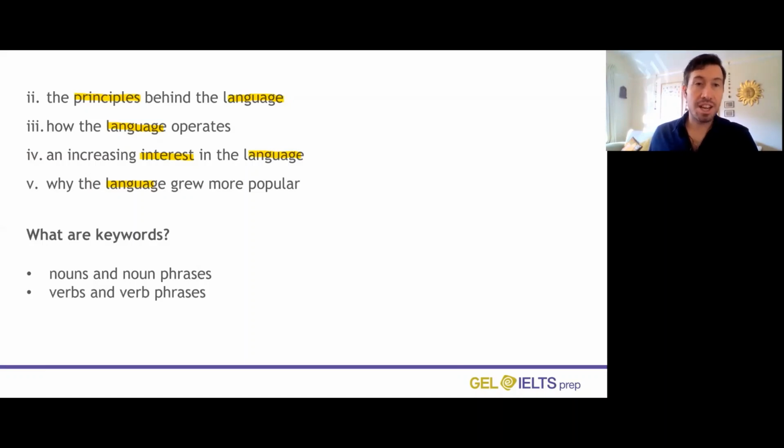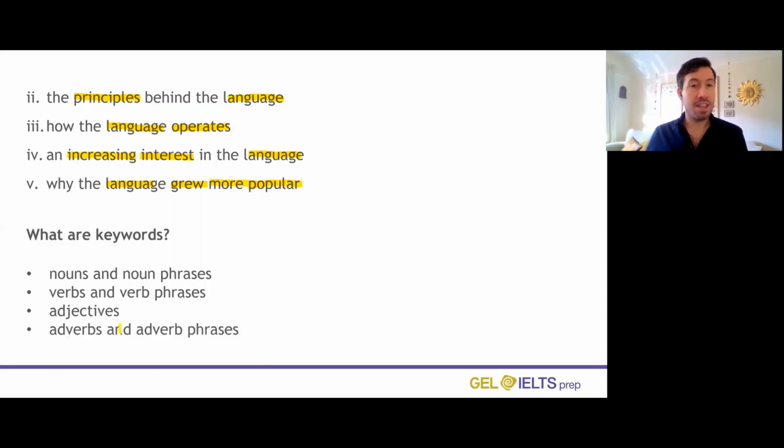That's some of the keywords. You'd also want to highlight any verbs or verb phrases. So here we can see the verb operate, and we can see grow as well. So we want to highlight those. Other things that would be considered keywords are adjectives. Now we can see we've just got one adjective here, which is popular or more popular. So we'd want to highlight that as well. Oh, and increasing as well is an adjective here.